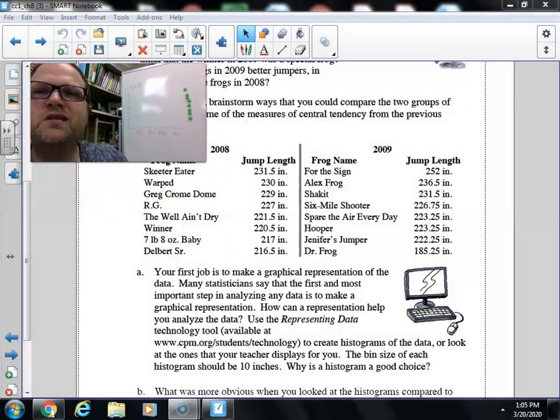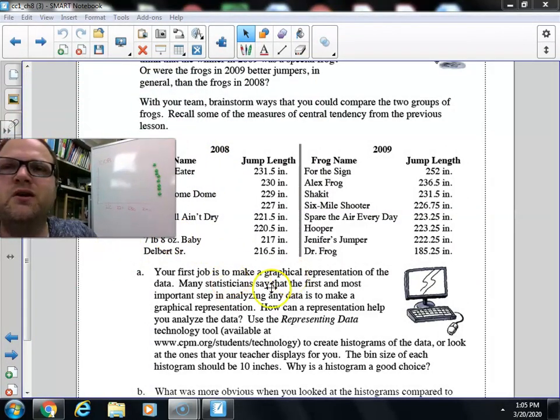Question A says our first job is to go ahead and create a graphical representation of the data. Many statisticians say that the first and most important step in analyzing data is to make a graphical representation. So we know bar graphs, we know line graphs, we talked about dot plots, we've talked about histograms. Histograms are a special type of bar graph. So in this lesson, we want to talk about how to create a histogram of the data, or look at the ones that your teacher displays for you.